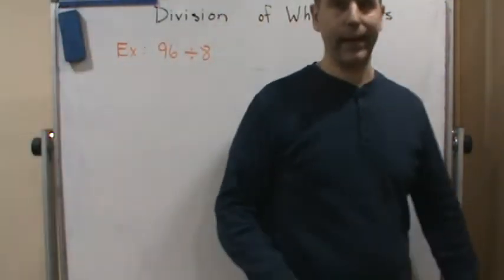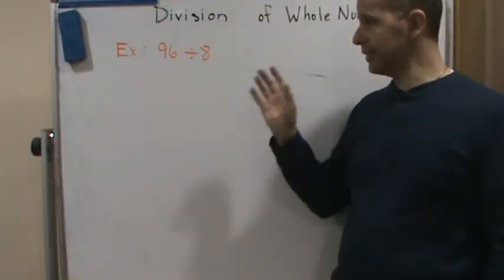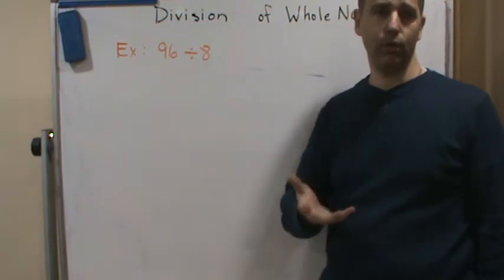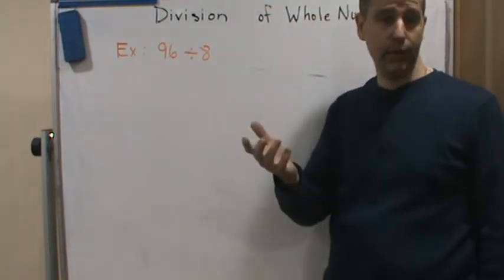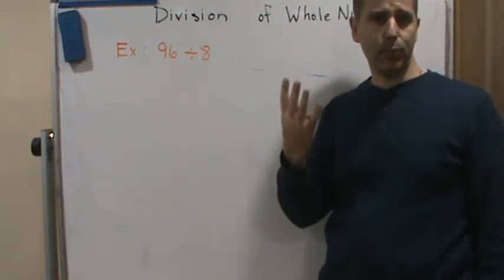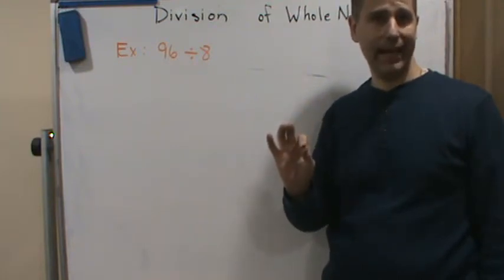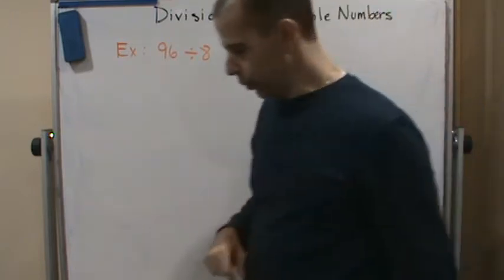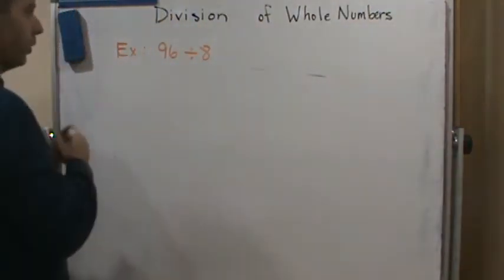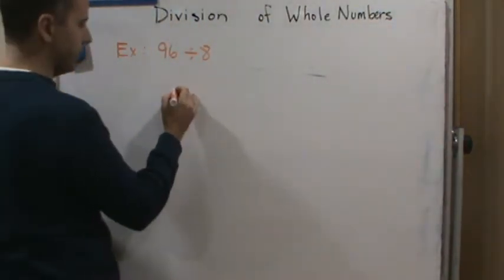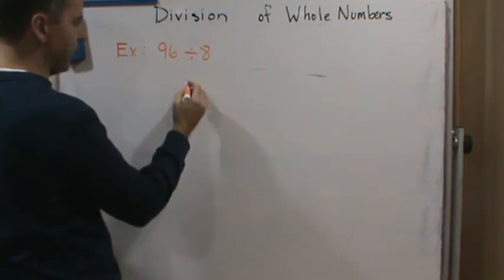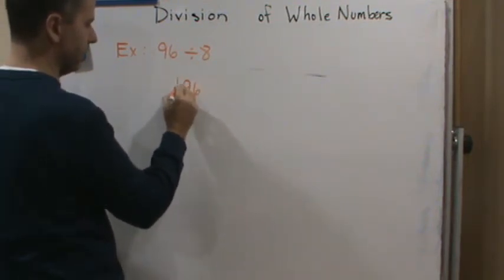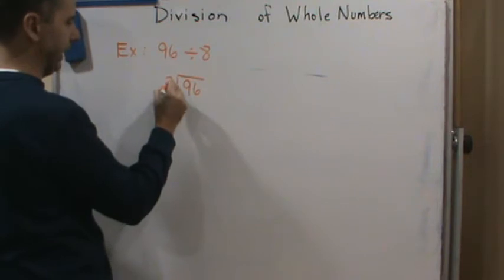Okay, so welcome back. Now what I'm going to do is use this example to show you what is called the division algorithm. It's a four-step process for how we divide larger numbers. This is the way it works. We're going to write it in this way: 96 divided by 8.